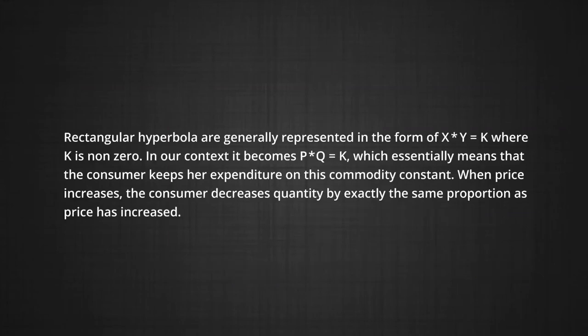A rectangular hyperbola is generally represented in the form of xy equals k, where k is a non-zero constant. In our case, this becomes p into q equals k, the expenditure by any consumer on any commodity. So this essentially means that the consumer keeps her expenditure on this commodity constant at some value k. When the price increases, the consumer decreases quantity purchased by exactly the same proportion as the price has increased.